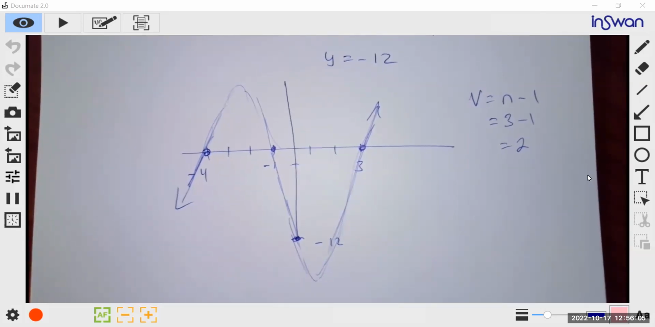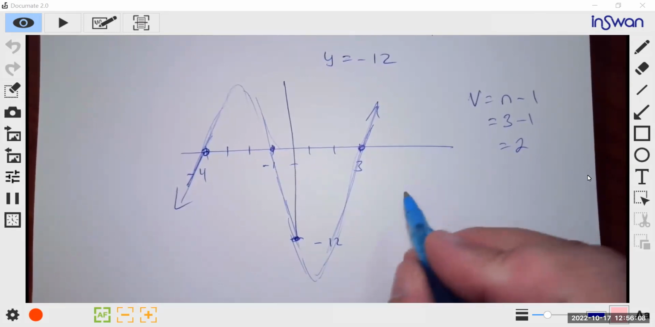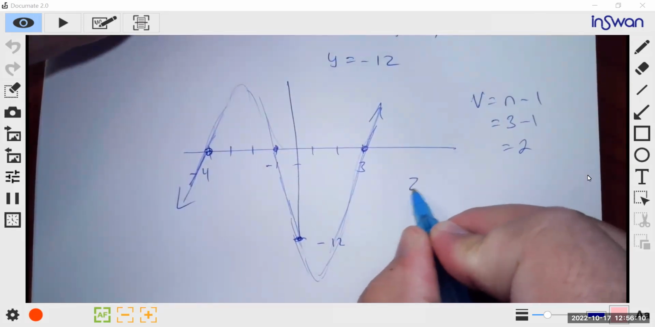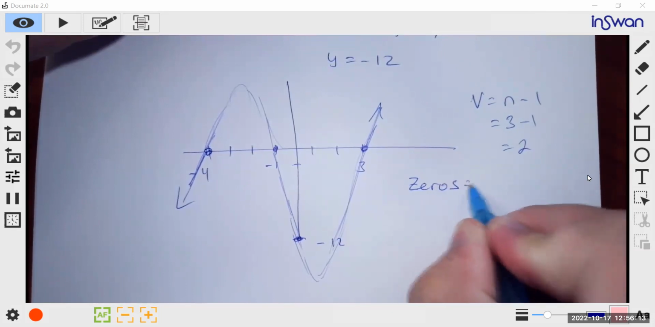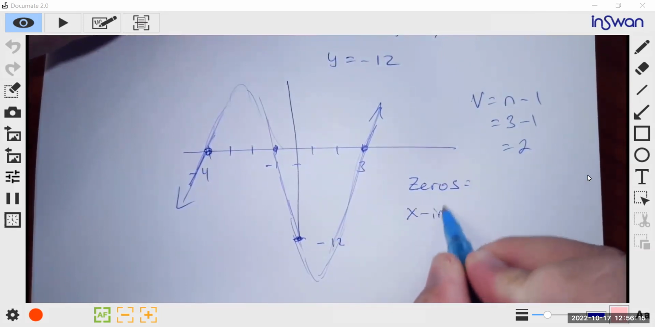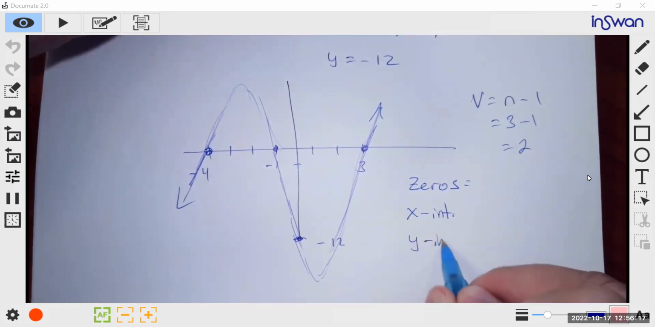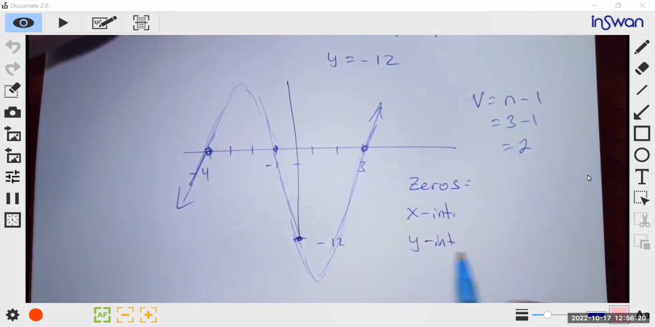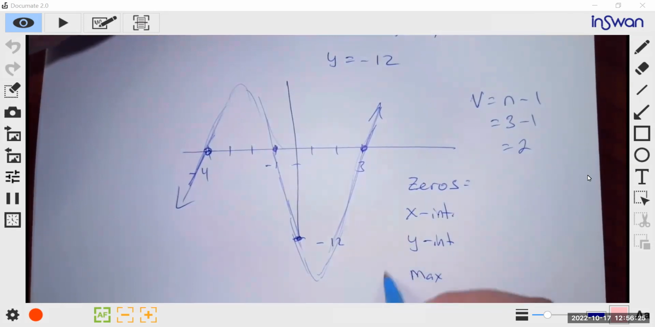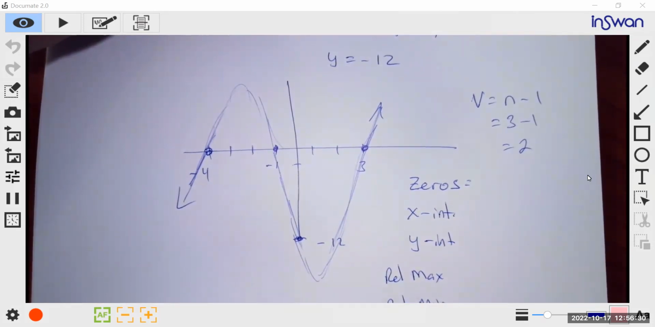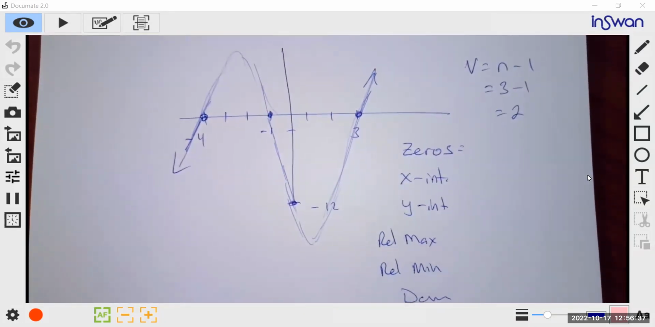So let's look at what we can find here. Let's see if we can talk about the zeros, the x-intercepts, the y-intercept, the relative max, relative min, the domain, and the range. We should be able to talk about all of those.